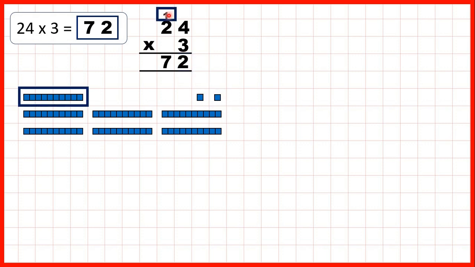And we write 1 above our tens place value column, because multiplying our ones digit has meant that we can make 1 extra ten. Now the 6 tens that we have below, we got from multiplying 2 tens by 3. But because we've made 1 extra ten, we have 7 tens altogether. So that's why we get 72.